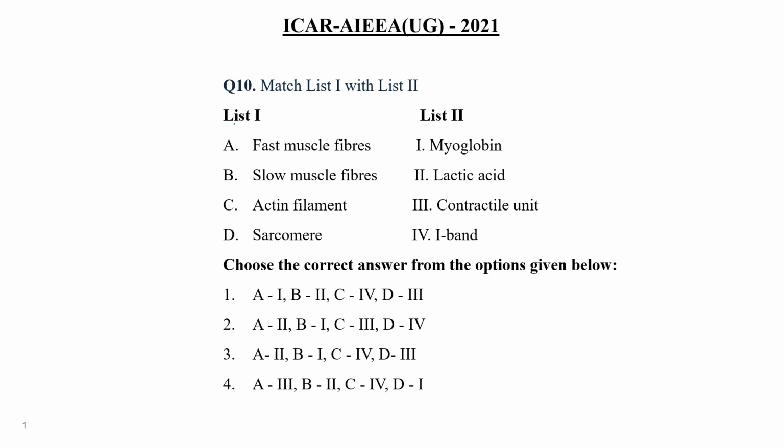Again, matching list 1 and list 2. Fast muscle fiber, slow muscle fiber, actin fiber, sarcomere. Here, myoglobin, lactic acid, contractile unit, I band. We have to again match it correctly. So you just take your time, 5 to 10 seconds. After that, we will discuss the correct answer.